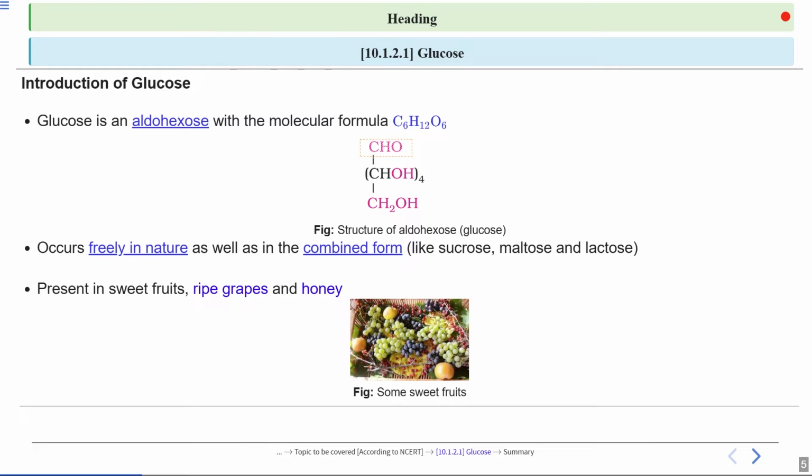So if you look at this figure, there are some sweet fruits. Okay, so you will see glucose is present in these sweet fruits, like ripe grapes and such kind of fruits.